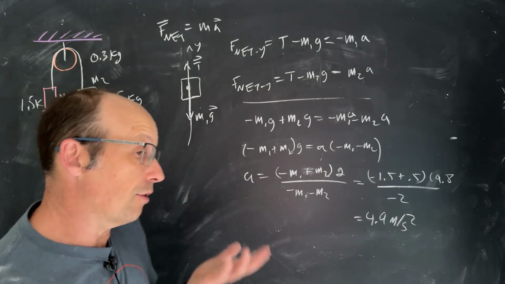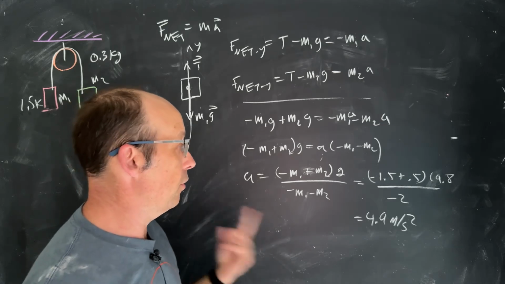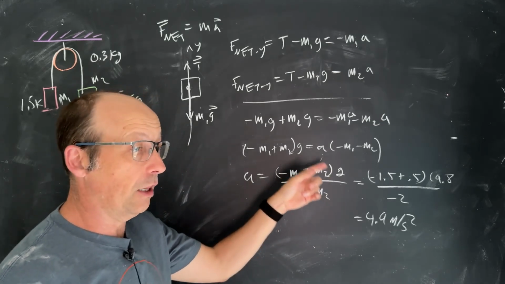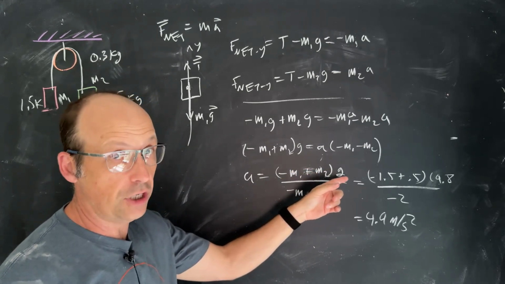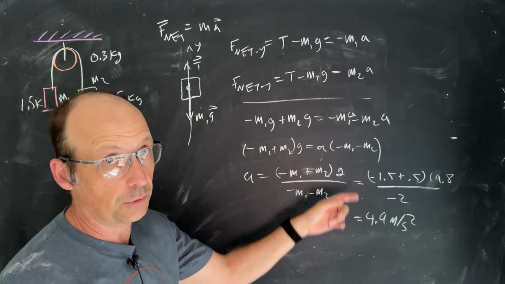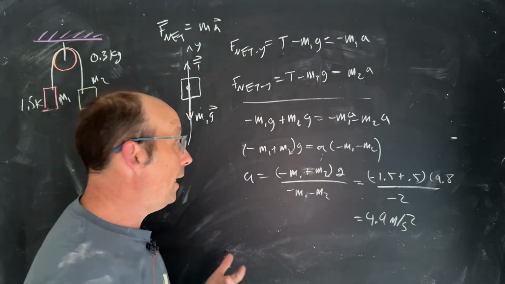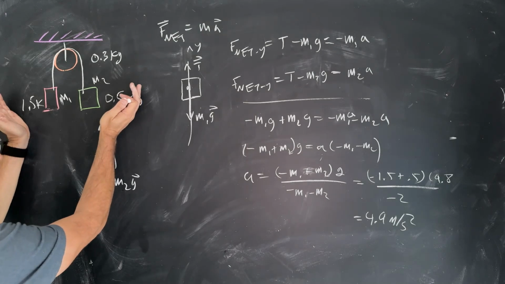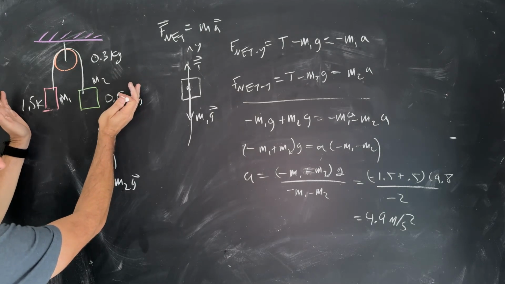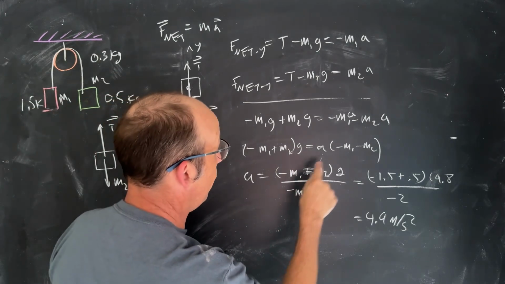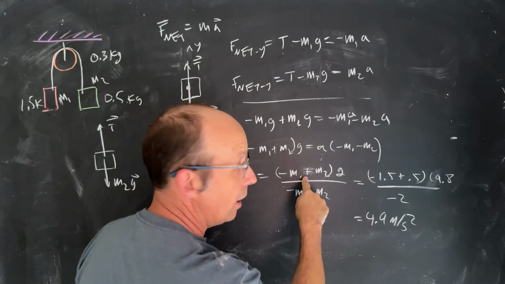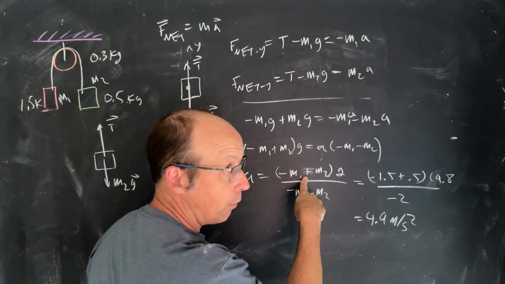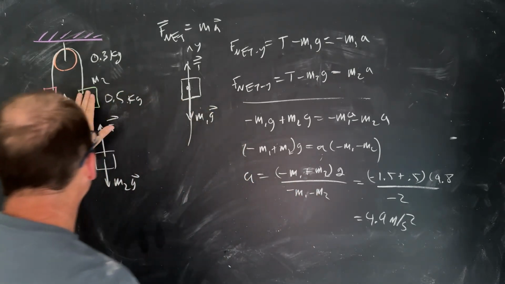Now, there's some other things we can check. Units. Do the units work out? Well, here I have kilograms divided by kilograms times g, and g has units of meters per second squared. That's a check. What if m1 and m2 are the same mass? If m1 and m2 are the same, it's not going to accelerate. And up here you see if m1 is equal to m2, then we get 0 right here, and it wouldn't accelerate. That's good.